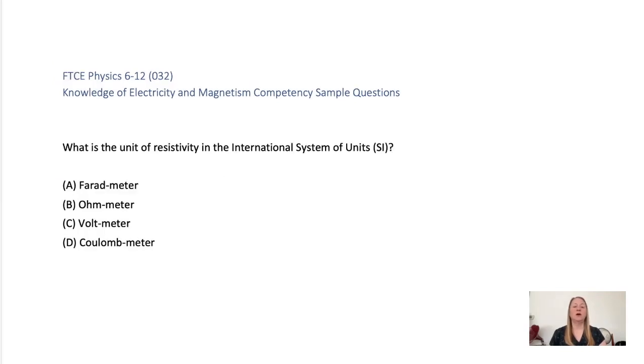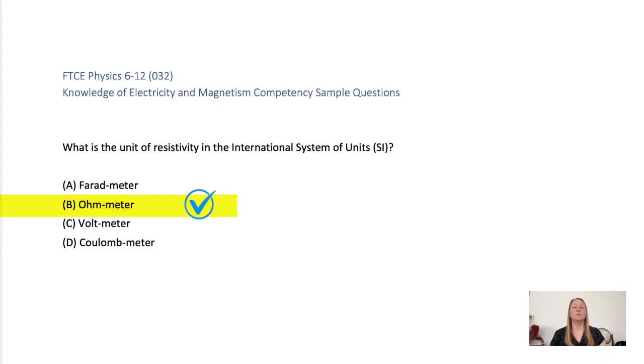What is the unit of resistivity in the International System of Units? A, farad meter, B, ohm meter, C, voltmeter, or D, coulomb meter. Let's eliminate the wrong answers. A, farads measure capacitance, not resistance. C, voltmeter is a tool, not a unit. D, coulombs measure electric charge, not resistivity.